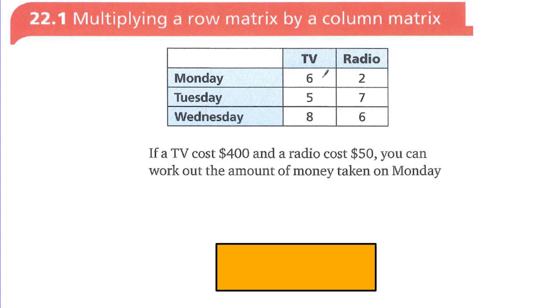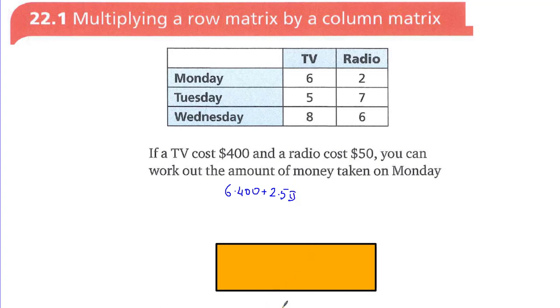As you know, the prices are different. While calculating the TV, you multiply by 400, which is the cost given, and when calculating the radio, you should multiply by 50. It is asking: work out the total amount of money taken Monday. Monday it's going to be 6 times 400 plus 2 times 50.